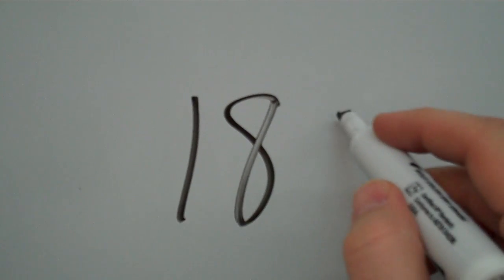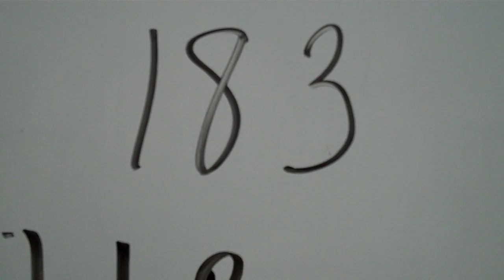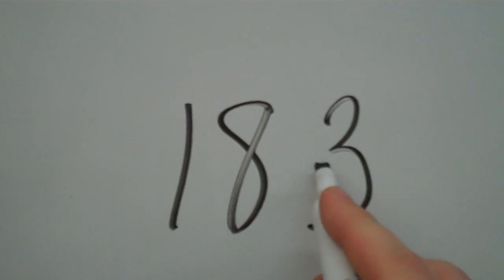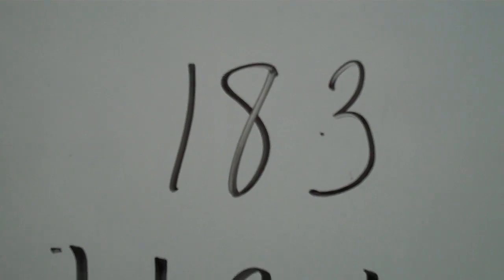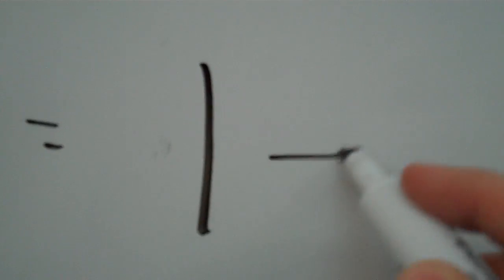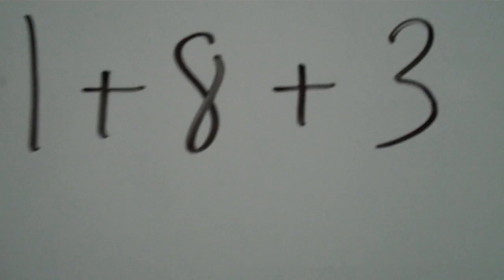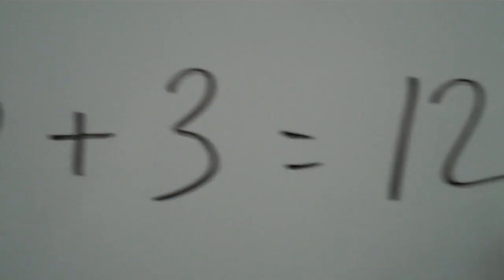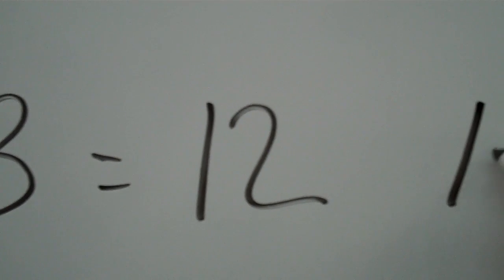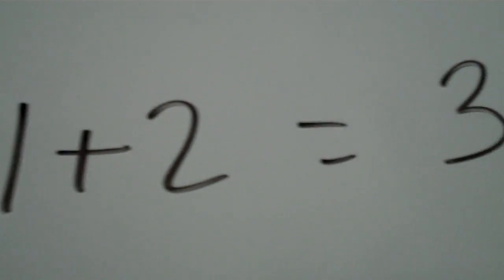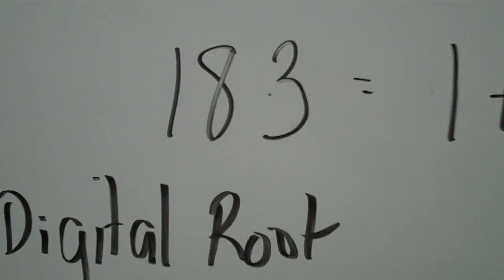Let's start with the number 183. The first thing that will be really helpful is if we discover the digital root of 183. If you remember our discussions from last week, to find the digital root, all you do is add up the digits in the number, and then if the sum is a double-digit number, you keep adding until you have a single-digit number. So we have 183, that would be 1 plus 8 plus 3, which is 12. Well, that's a two-digit number, so we add 1 plus 2, and that equals 3. So the digital root of 183 is 3.